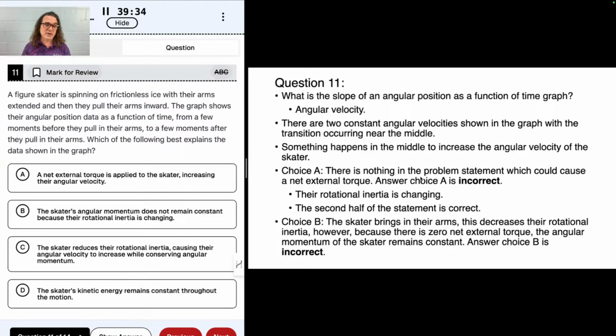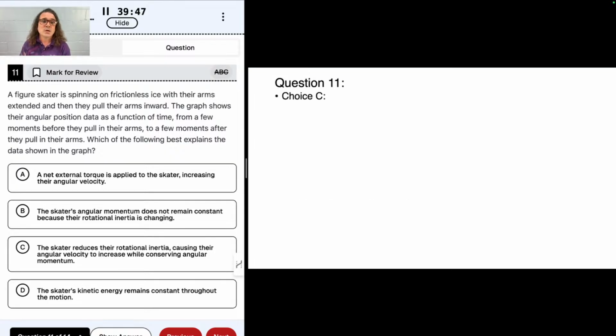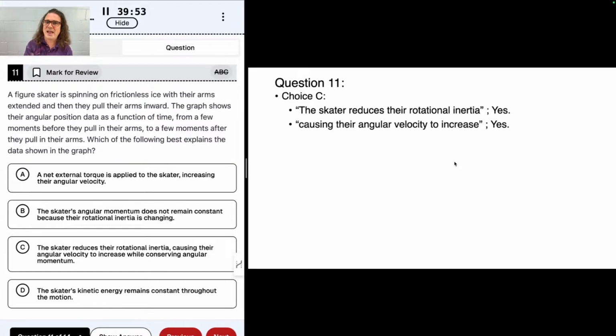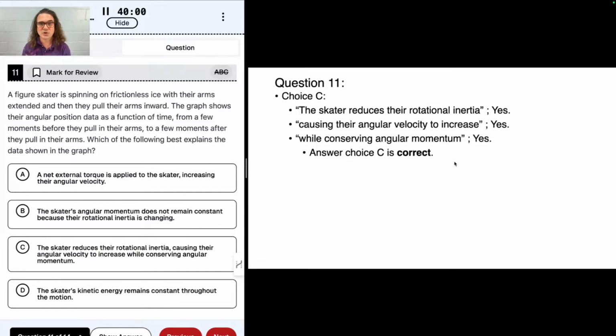Choice B, the skater brings in their arms. This decreases the rotational inertia. However, because there is zero net external torque, the angular momentum of the skater remains constant. So answer choice B is also incorrect. Choice C, the skater reduces their rotational inertia. Yes. Causing their angular velocity to increase. Yes. While conserving angular momentum. Yes. So answer choice C is correct.